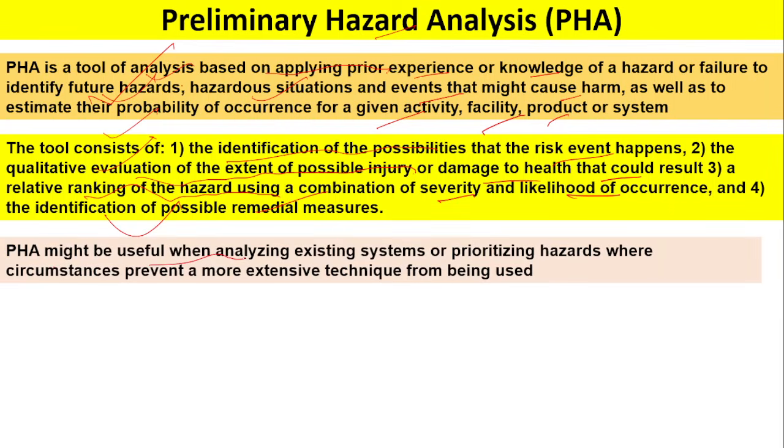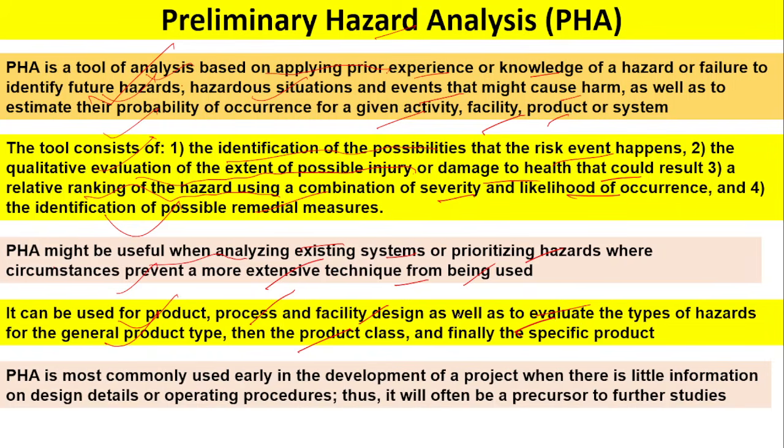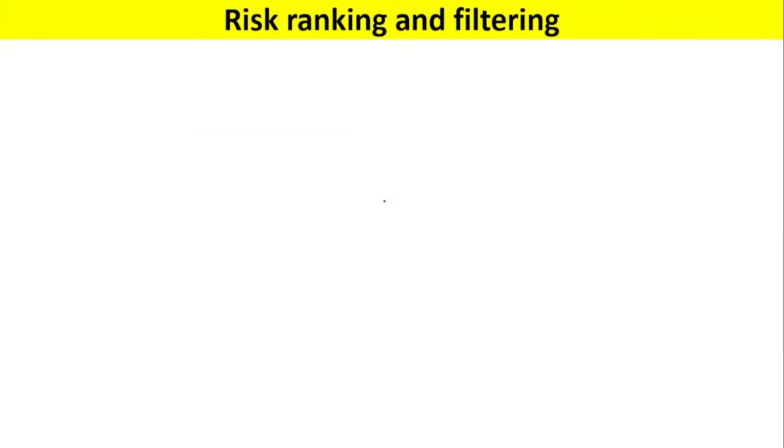Preliminary hazard analysis might be useful when analyzing existing systems or prioritizing hazards where circumstances prevent a more extensive technique from being used. It can be used for products, processes, and facility design, as well as to evaluate the types of hazards for a general product type, then the product class, and finally the specific product. It is most commonly used early in the development of a project when there is little information on design details or operating procedures. Thus, it will often be a precursor to further studies.